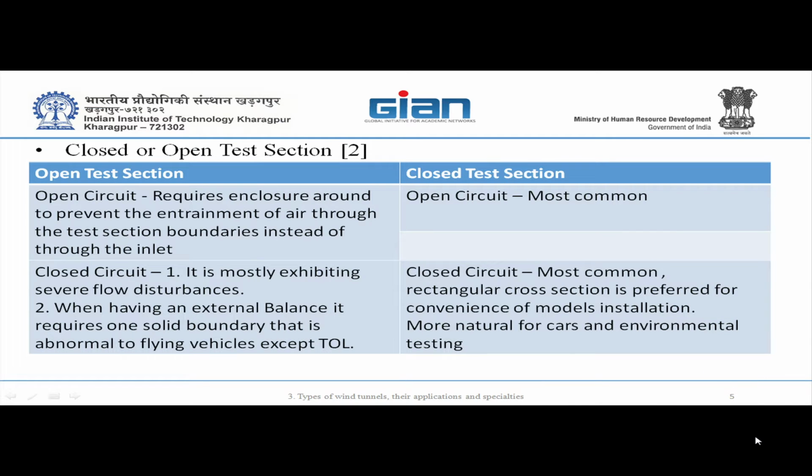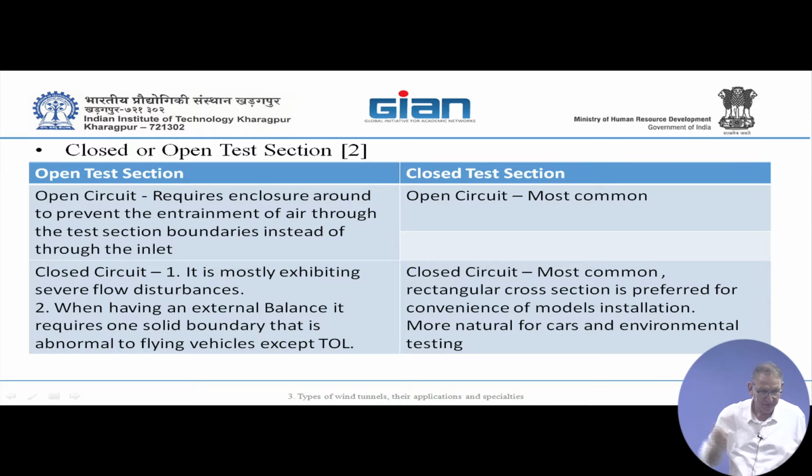Now for the test section, open test section, for the open circuit, you need to close. Because if you don't close the area of the test section, it will entrain flow. Instead of entraining it from the nozzle, it will entrain it from the test section. It's wrong. The flow will be bad. So you have to close this test section anyway. Not on the walls, but somewhere you have to close it. Otherwise, you'll have this wrong flow.